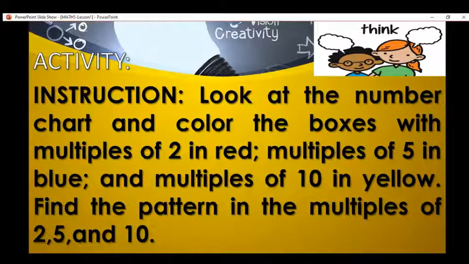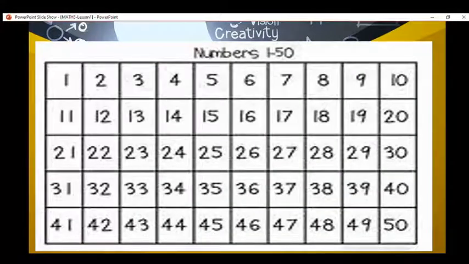Today you need a crayon or colored pencil of red, blue, and yellow. Do you already have your materials? Okay, very good. As you can see on our screen, we have the numbers 1 to 50. As we go through these numbers, we need to find numbers divisible by 2, 5, and 10.